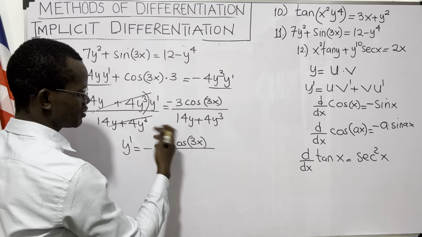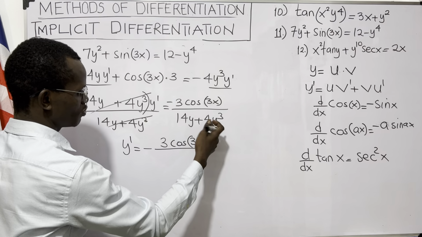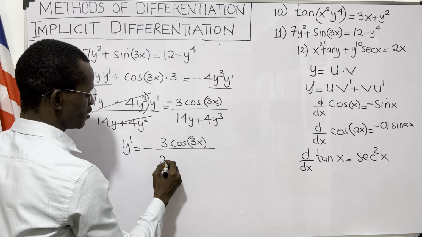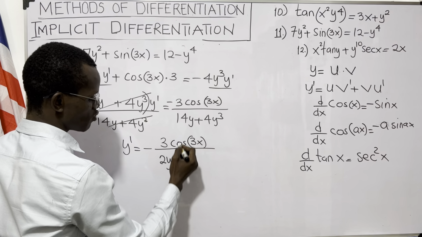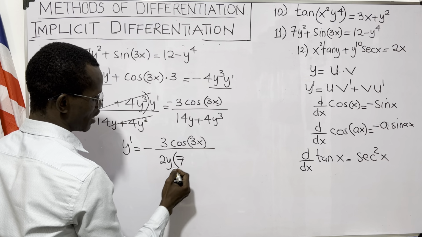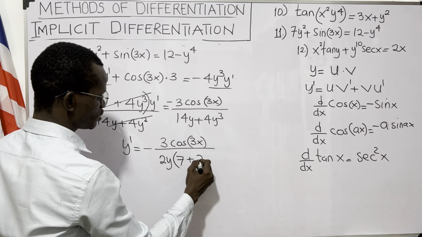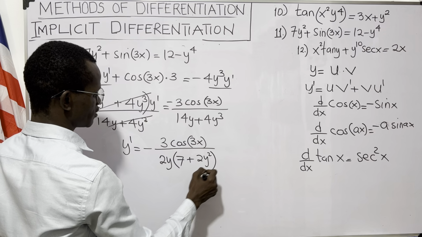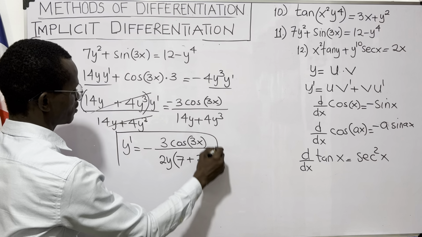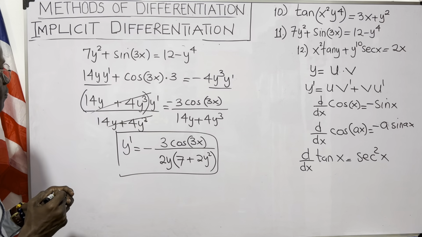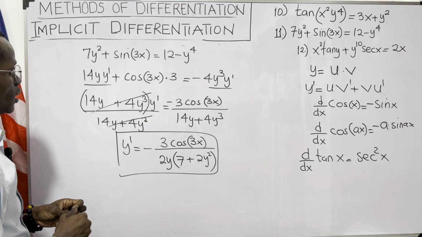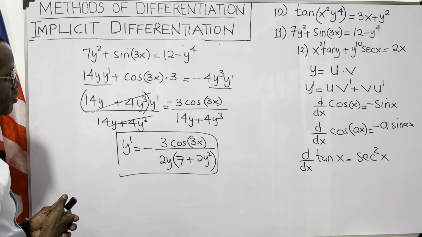It's not really important, but we can factor out 2 and y, so it's 2y. 2 into 14 is 7 times, y is already out. 2 into 4 is 2 times, then y squared. It's not really important, but we can just do that to simplify the problem. Okay, so that's it for this problem.